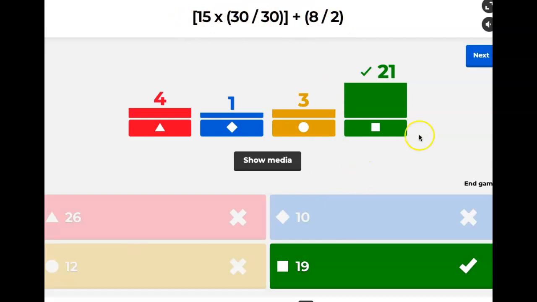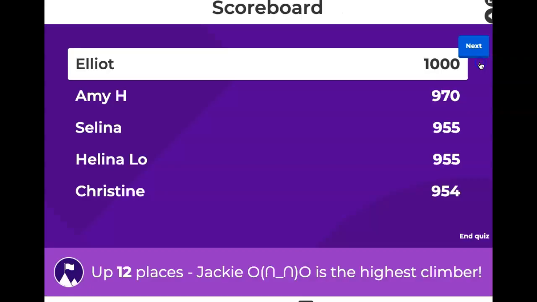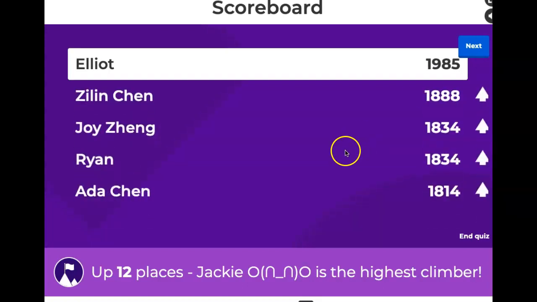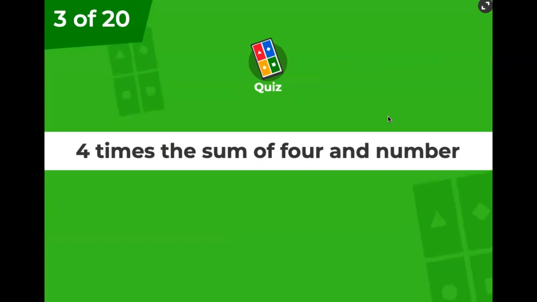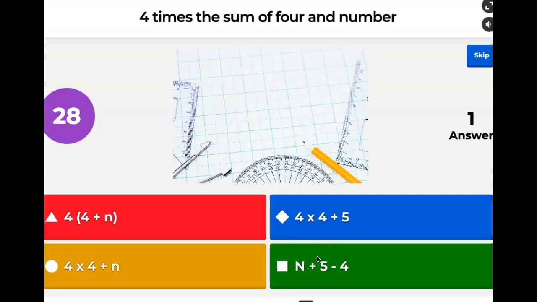I didn't do anything. I was doing the math. Oh, let's do the math. Elliot is there. Do the math properly, guys. Order of operations still works. Question: 4 times the sum of 4 and a number. I thought I misclicked, but I didn't. Don't misclick. Why are you in such a hurry? I know, being fast. This game is competitive. I know, but once you misclick, you get it wrong.